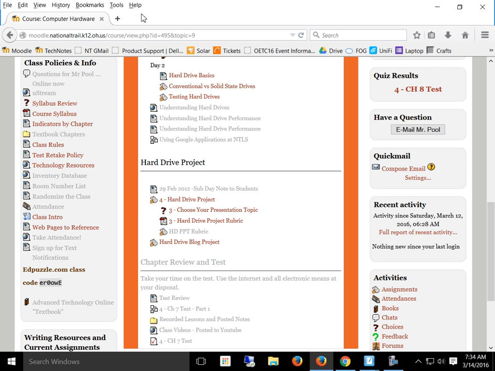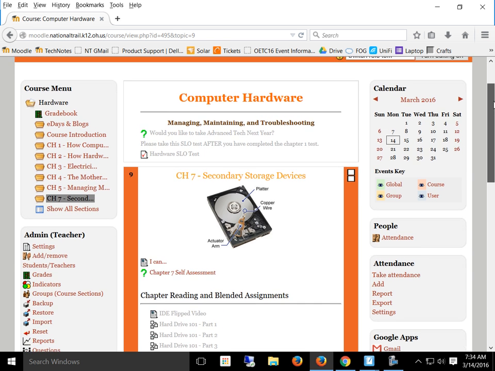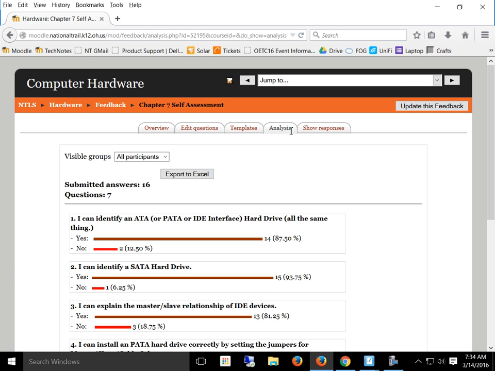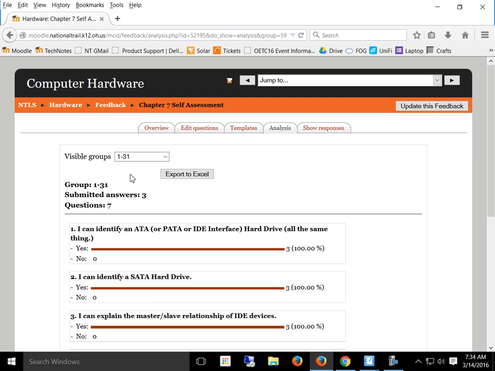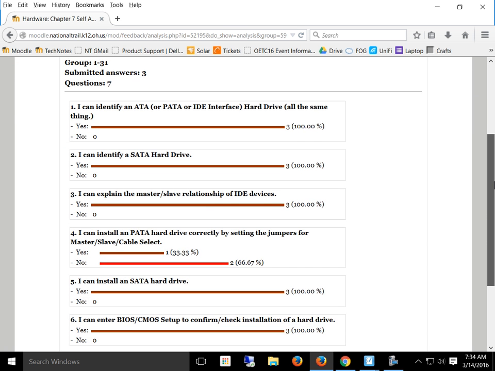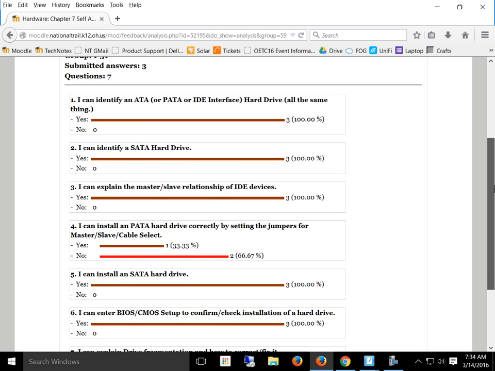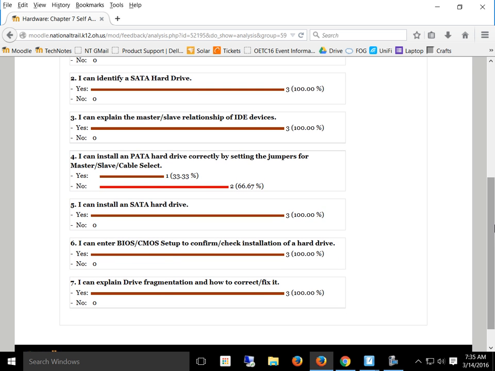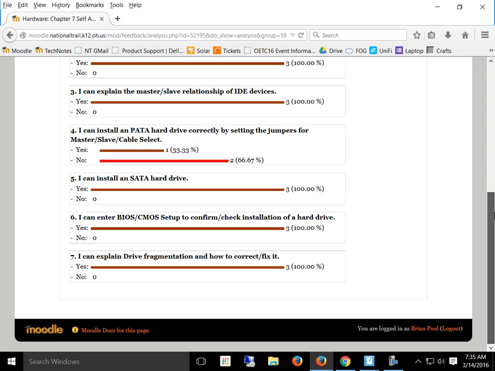In fact, let's go through the self-assessment. And I want to do analysis on just your class. So everybody feels they can identify the difference between a PATA and a SATA hard drive. They can explain the master-slave relationship. That's still kind of hard, but you don't really have to. You have to understand the philosophy, but we're not going to really do it because we're not doing PATA drives, right? I just wanted you to understand the basics.